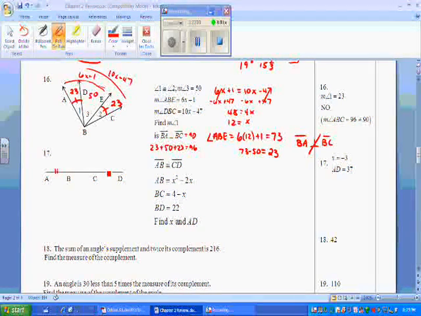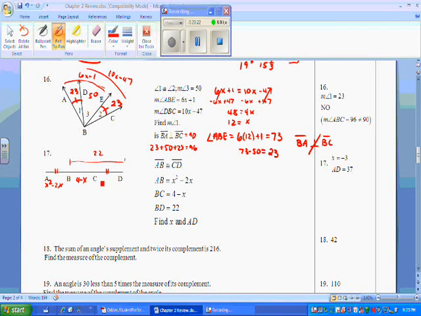17, AB is congruent to CD. AB is x squared minus 2x. BC is 4 minus x. And BD, the whole thing, is 22. Well, since this is the same as this, I'd also call this x squared minus 2x. I wouldn't worry about it. These two sections here have to be 22. So I would say x squared minus 2x plus 4 minus x, set equal to 22.